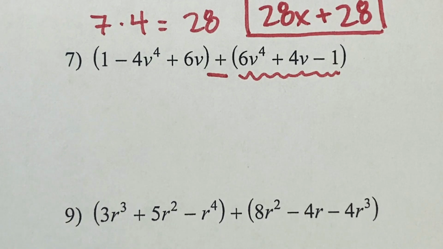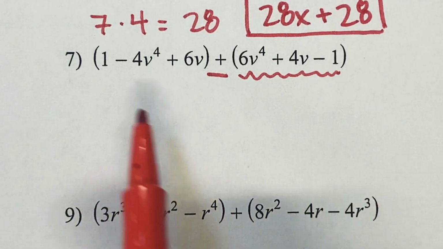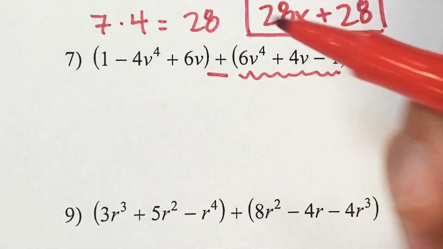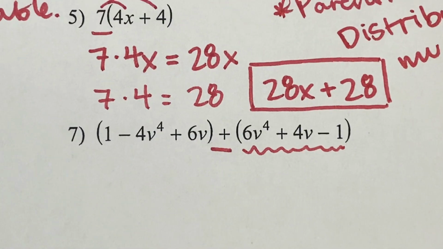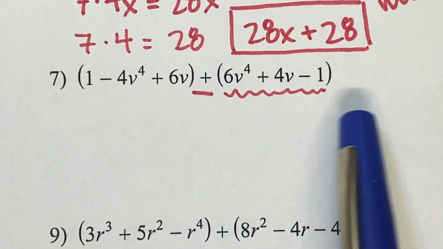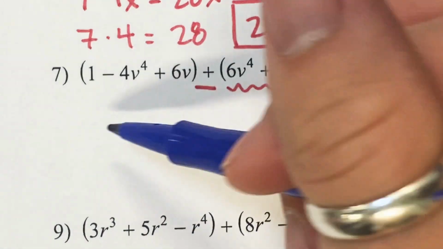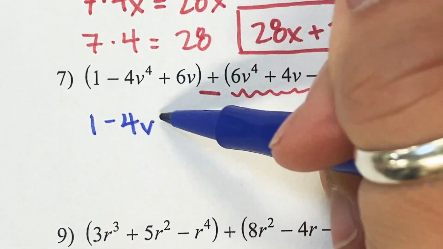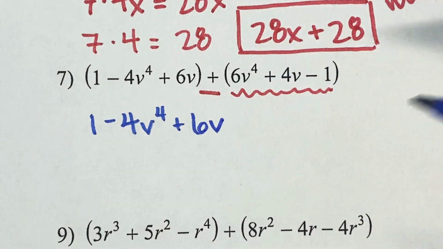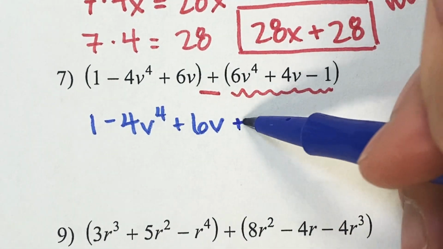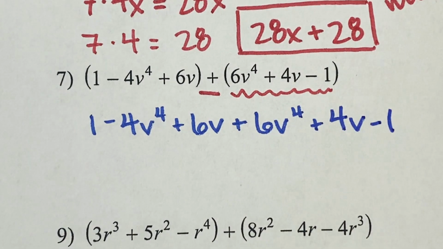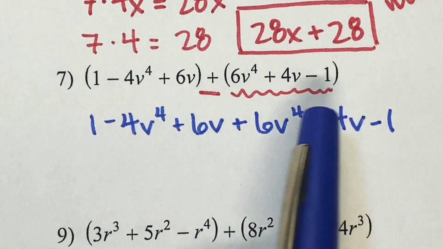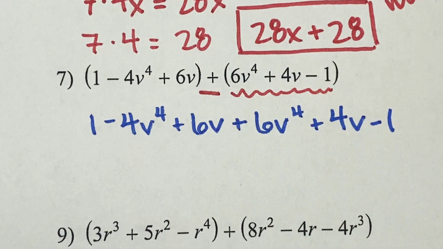Okay, so now what we can do is just identify what terms are alike. To make it even easier, let's rewrite this whole expression. Since no signs changed, all I'm going to do is take away the parentheses. 1 minus 4v to the 4th plus 6v, that's that first piece, plus 6v to the fourth, plus 4v minus 1. So that's our new expression. All I did was take away the parentheses because nothing needed to change because it was addition.